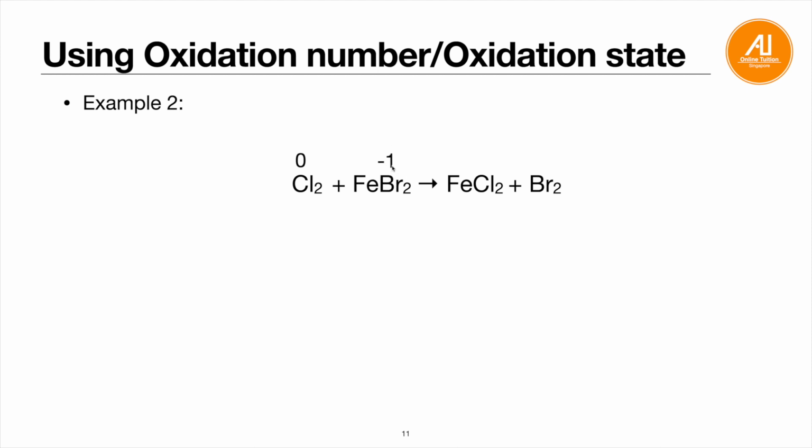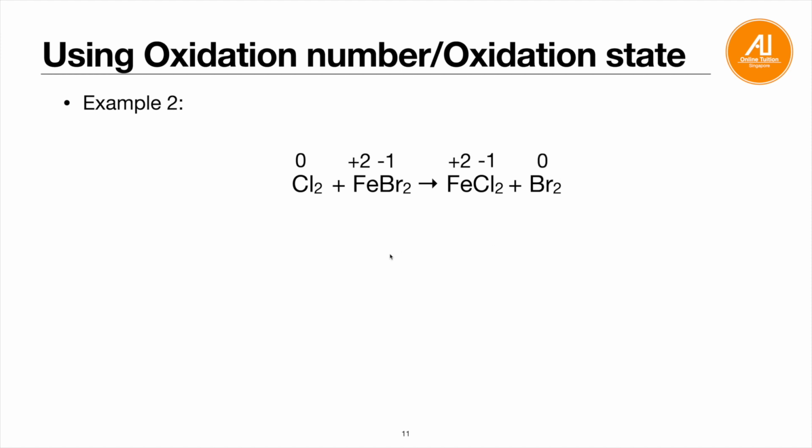-1. And then iron must balance out. There's -2 here in total, so it must be plus 2. Next one, chlorine will be minus 1 as well. And then to balance out the minus 2, iron must be plus 2. And then bromine gas here is 0 because it's an element.